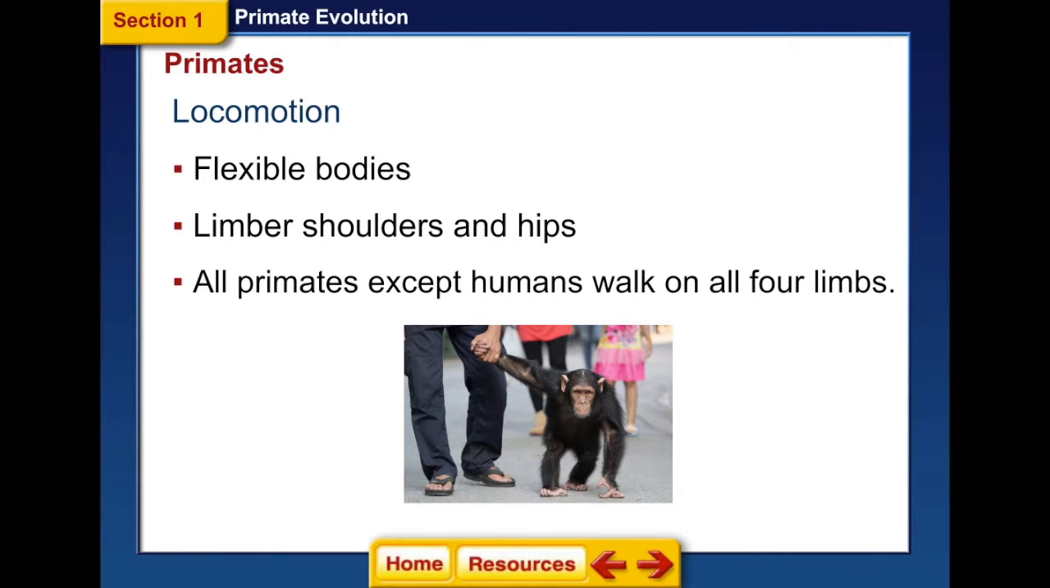In terms of locomotion, we say that primates have flexible bodies. They also have limber shoulders and hips, and all primates except for humans walk on all 4 limbs. We can see here a photo of a human and a chimpanzee, and both are primates, but the human is walking on 2 legs, whereas the chimpanzee is walking on 4.